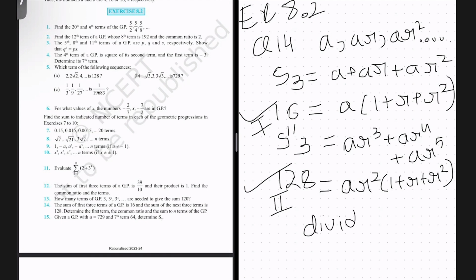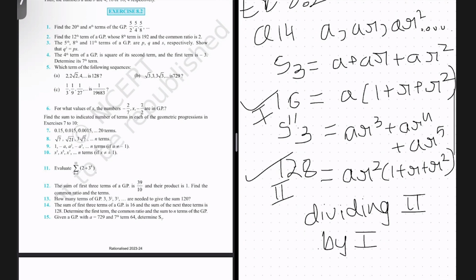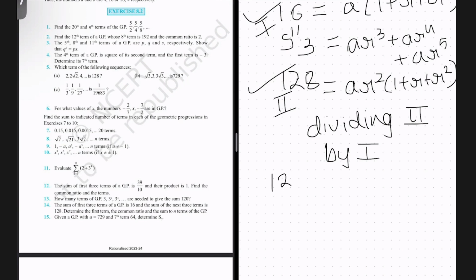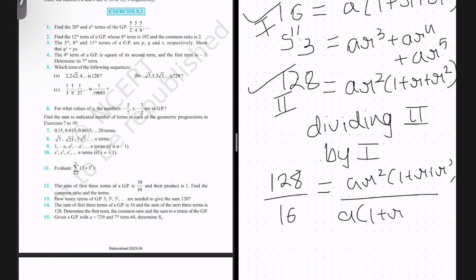Dividing 2 by 1, what you finally get is 128 divided by 16 equals ar cube into 1 plus r plus r square, and in the denominator you have a into 1 plus r plus r square, right? So you can cancel this entire term out. You can cancel a and a. Here 16 divided by this is r cube. So this is r cube as well, because you take a into r raised to the power 3 as common.